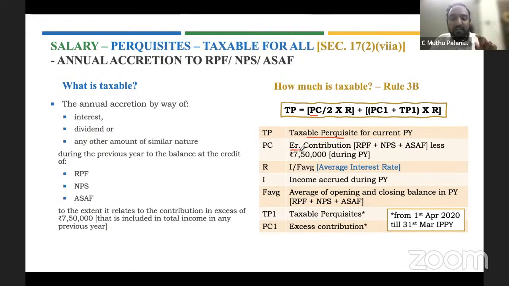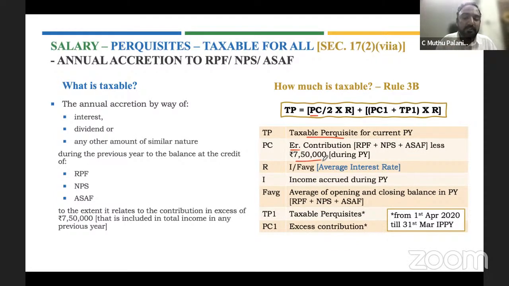There it was 2.5, 5, here it is 7.5. Please see there is a pattern: 2.5, 5, 7.5. In regular PF, there is the employee's contribution. We said there are two limits, in excess of 2.5 lakhs and in excess of 5 lakhs. Here we are saying in excess of 7.5 lakhs. This is the employer's contribution. So the employer's contribution in these three is less 7.5 lakhs.